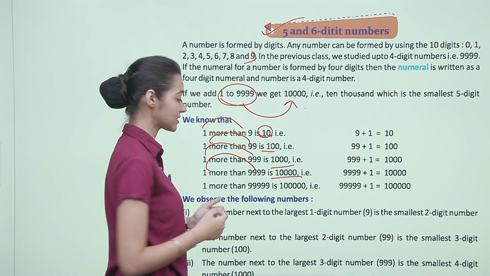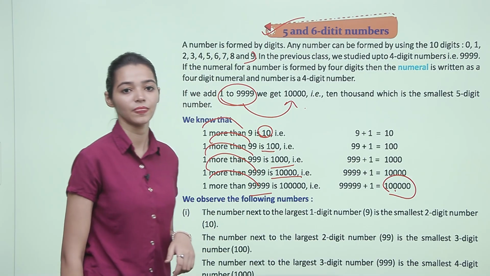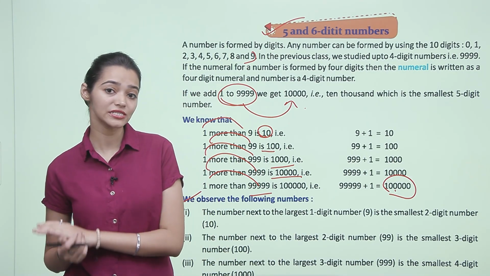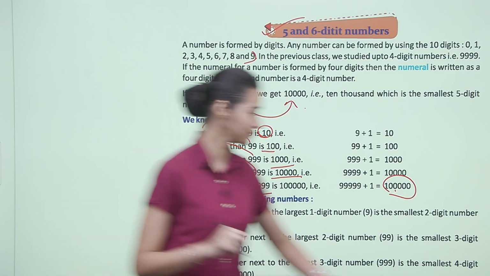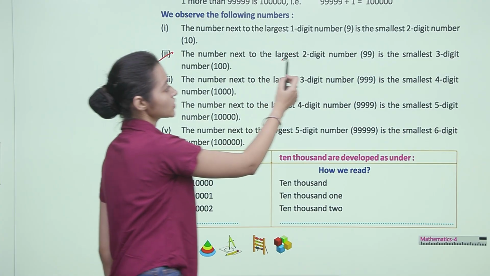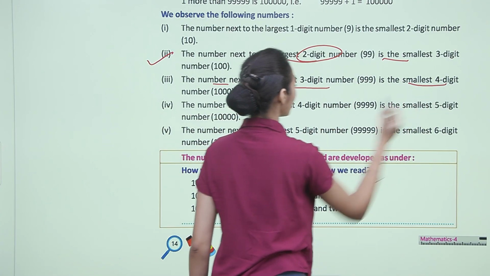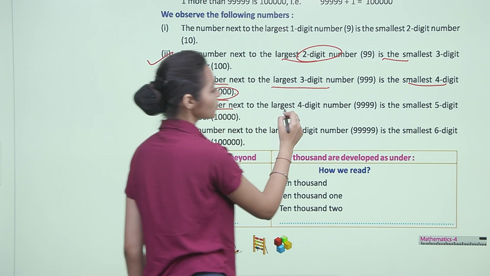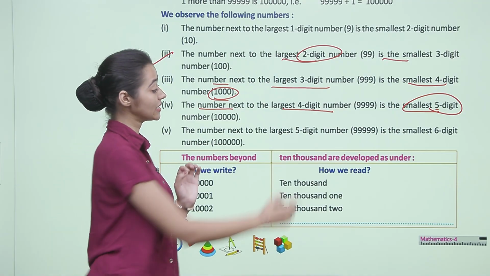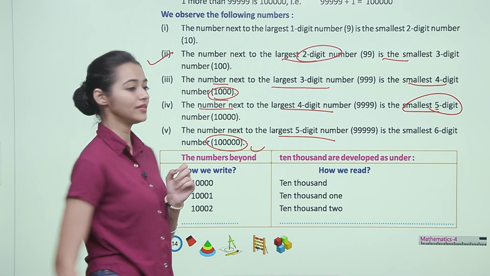9999 plus 1 is 10,000, and 99,999 plus 1 is 1 lakh. We have observed that the number next to the largest 1 digit number is the smallest 2 digit number. Similarly, the number next to the largest 2 digit number is the smallest 3 digit number. The number next to the largest 3 digit number is the smallest 4 digit number. The number next to the largest 4 digit number is the smallest 5 digit number, and similarly the number next to the largest 5 digit number is the smallest 6 digit number, that is 1 lakh.